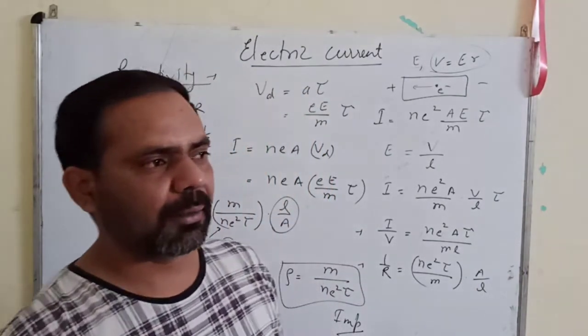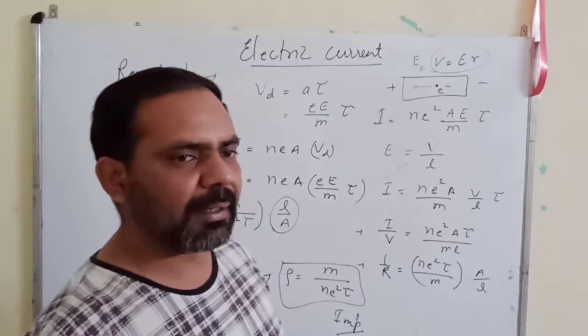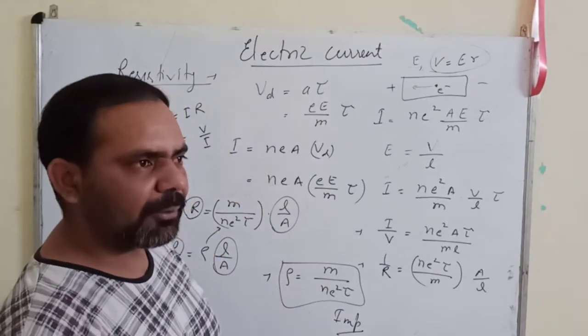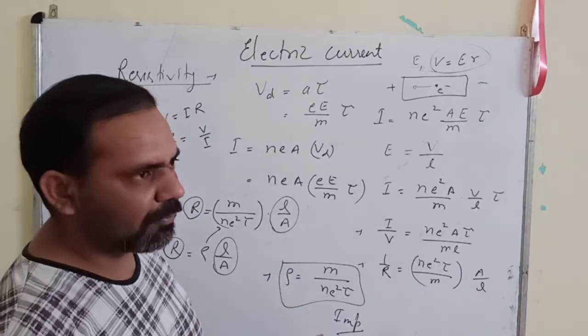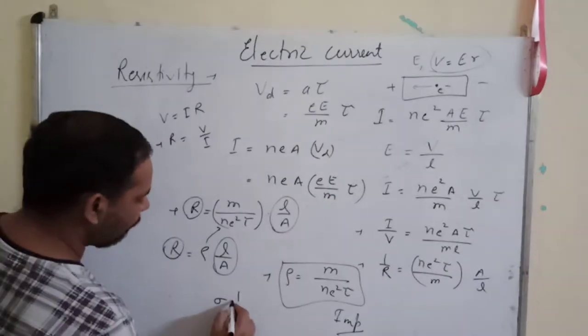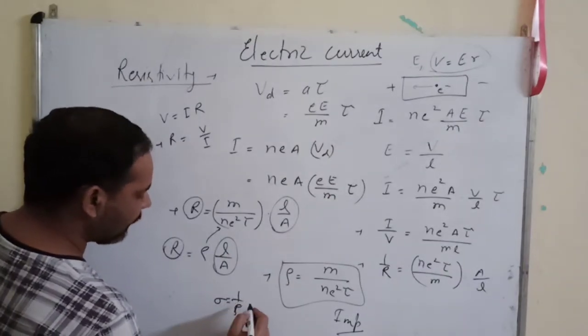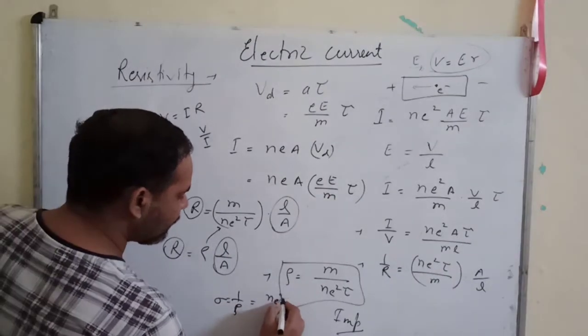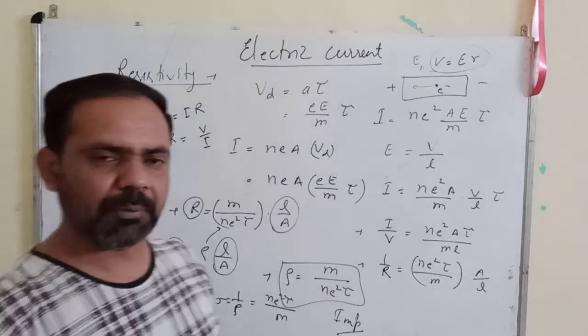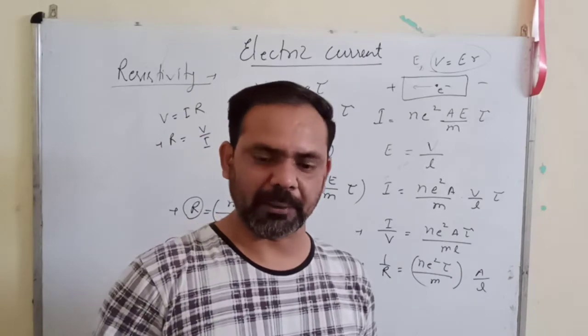Generally, in the board exam, they ask to derive the expression for resistivity. From here, you can simply say what the expression for conductivity will be, and we know that conductivity is 1 upon resistivity. So it will be ne square tau upon m. Just take the reciprocal, and that will become the expression for conductivity.